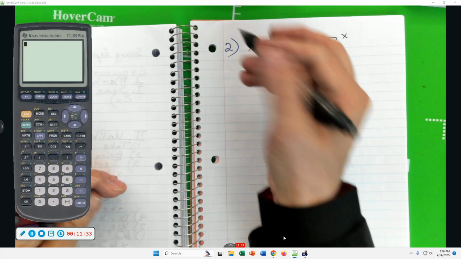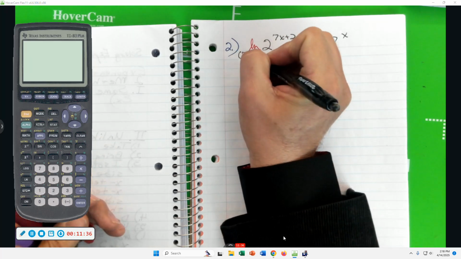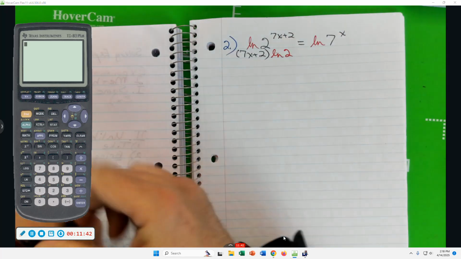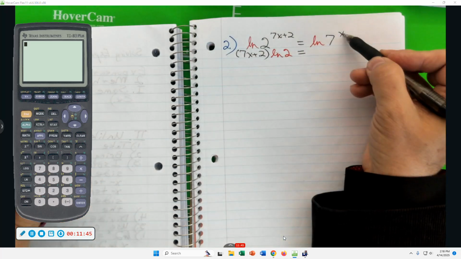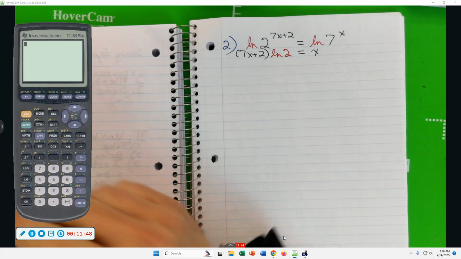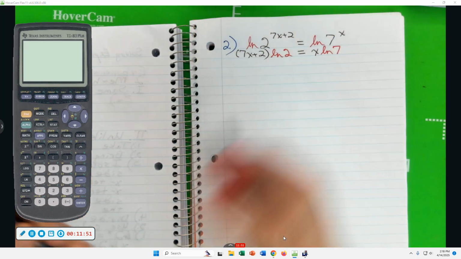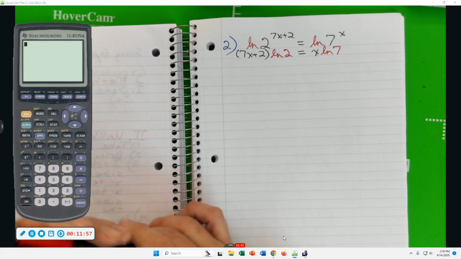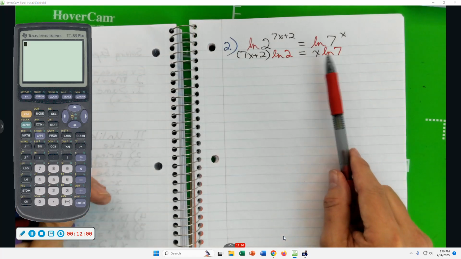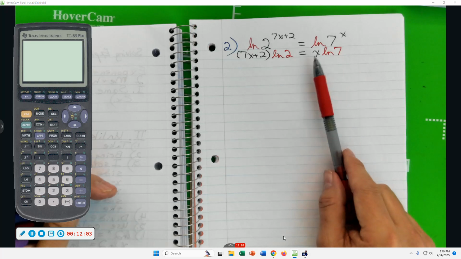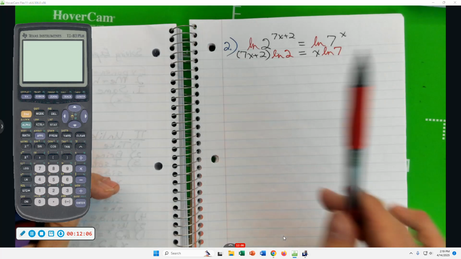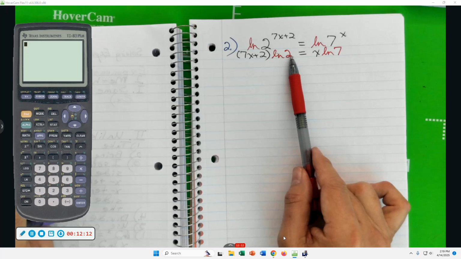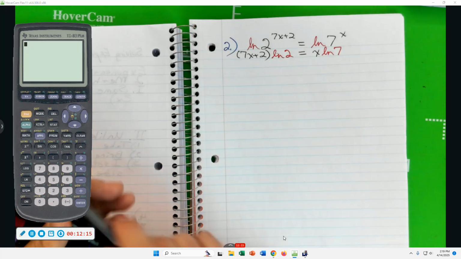So as I bring down that 7x plus 2, notice I'm enclosing it in parentheses, times ln2 equals, here we have an x, we'll pick up the x and bring it down, times ln7. We use the power rule of logarithms to bring down the exponents. On the right side we have x times ln7, but look at the left. On the left side we have ln2, that's a number, times 7x plus 2.